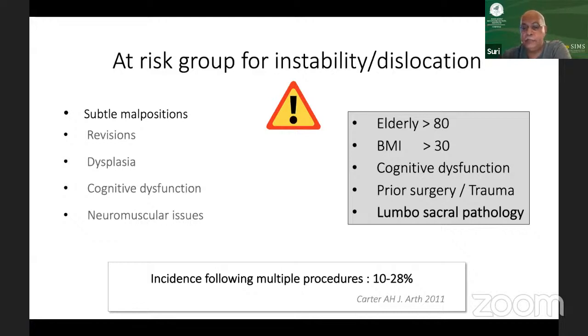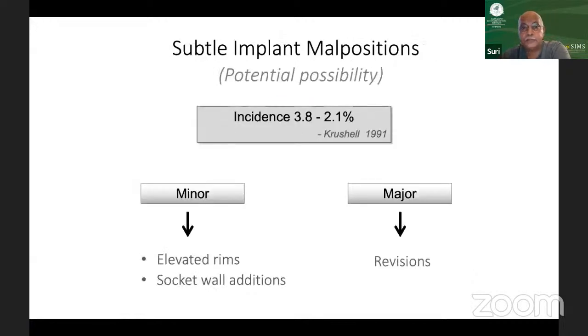Remember, incidence following multiple procedures goes up to 10 to 28%. There may be subtle instabilities for many reasons. This was the data in 2011, but I'm afraid that as we see the failures now, it probably works out at the same level. So nothing much has changed in the last decade. I bring this point because subtle implant malposition is something we sometimes fail to recognize. If you take a proper AP view and a good lateral view to assess anteversion and inclination for that given case, it helps; if not, we miss a lot of points, and that could be catastrophic at some points.